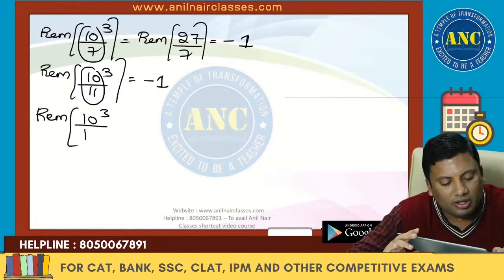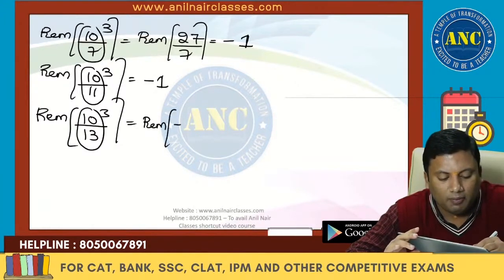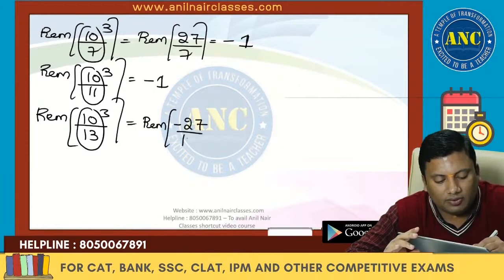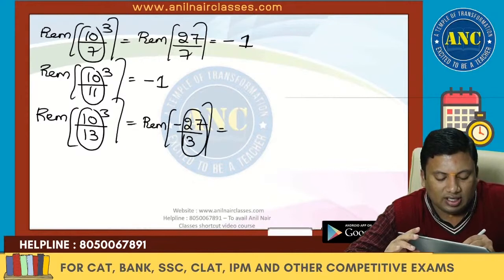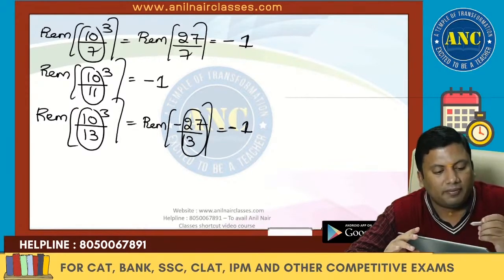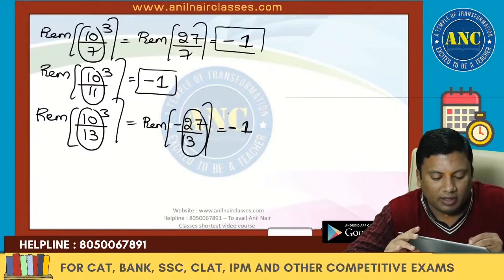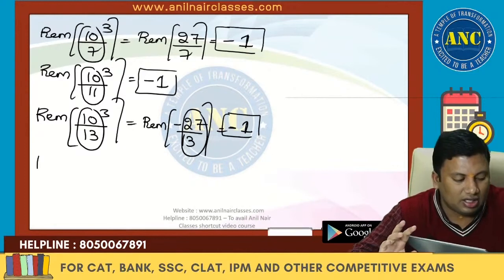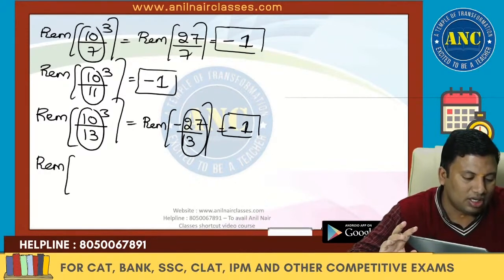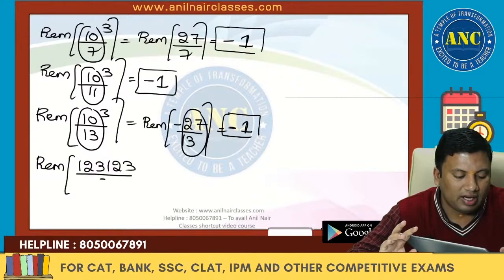Remainder when 10 cube is divided by 13. 13 ones are 13, so minus 3 cube is minus 27. Minus 27 divided by 13: 13 twos are 26, remainder 1. So minus 1. I got the case minus 1 and minus 1 for which numbers? 7, 11 and 13.